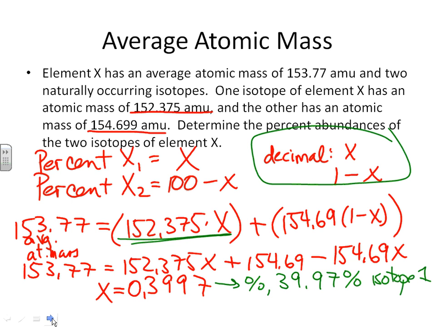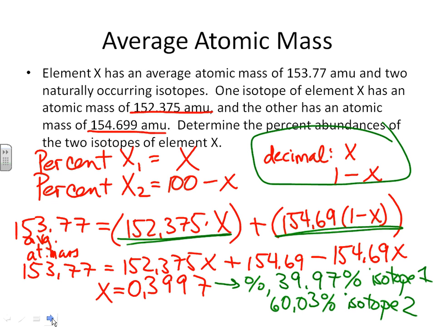Now it's easy. What's the percentage for the other isotope going to be? 100 minus that value. So if we do 100 minus 39.97, we get 60.03% for isotope 2. This one. And so that way, if it asks for percent abundance and it gives you two things, you don't plug in x and y, you plug in x and 100 minus x, or 1 minus x. And that's how we do average atomic mass problems.